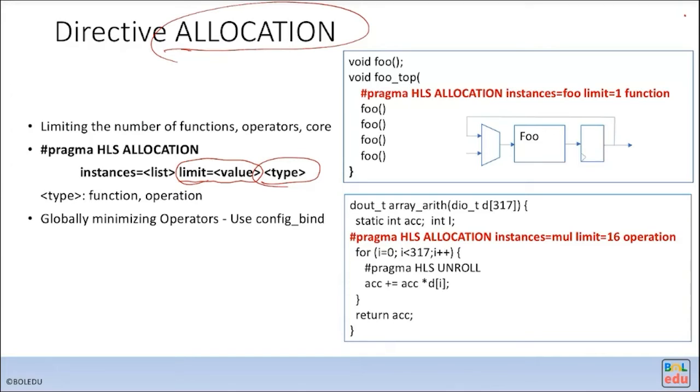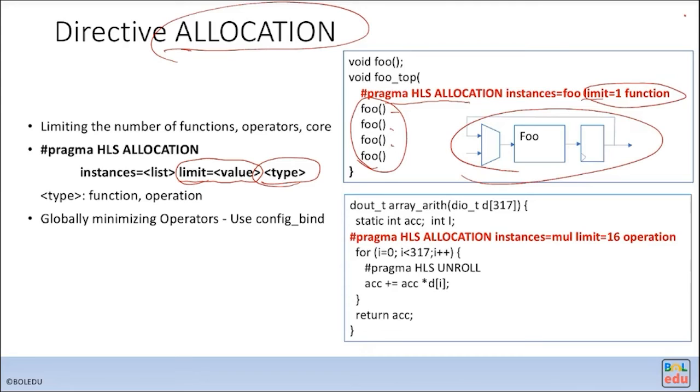For example, in this example, you have four function calls. By default, you will instantiate four functions running in parallel. Then you can use the HLS allocation to limit it to using one function. So it becomes this, and then HLS will synthesize all the muxing and control logic for you.